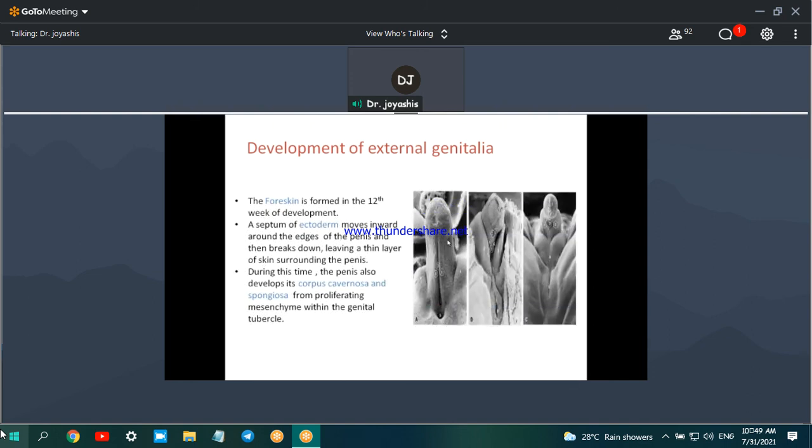The foreskin of the penis. The foreskin, or prepuce, is at the base of the penis. The foreskin is formed in the fifth week of development. The septum of the colon moves inward around the edges of the penis and then breaks down, leaving a thin layer of skin surrounding the penis.